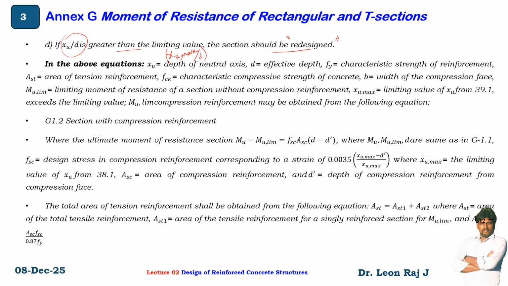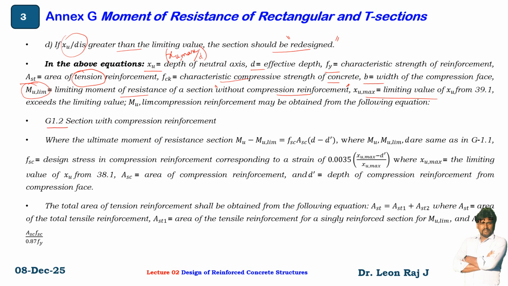In the above equations, xu is the depth of neutral axis, d is the effective depth, fy is the characteristic strength of reinforcement, Ast is the area of tension reinforcement. If there is tension reinforcement, there will be something called compression reinforcement also. fck is the characteristic compressive strength of the concrete, b is the width of the compression face, Mu limit is the limiting moment of resistance of a section without compression reinforcement. So note down this point, without compression reinforcement. xu max is the limiting value of xu.